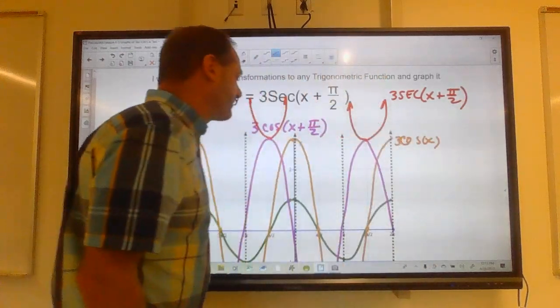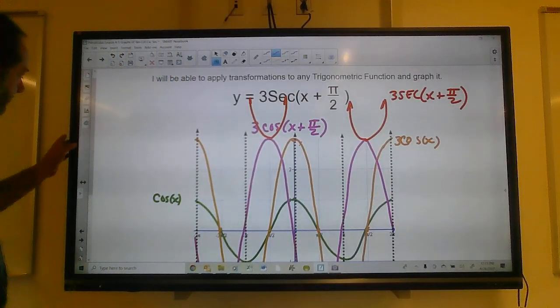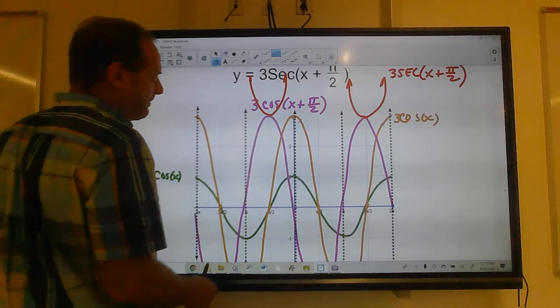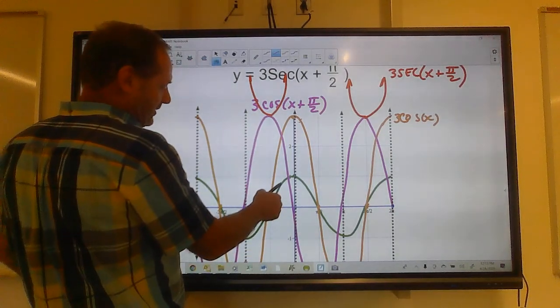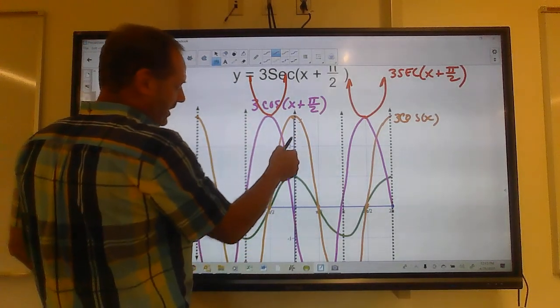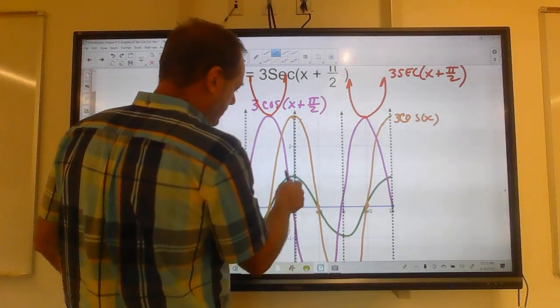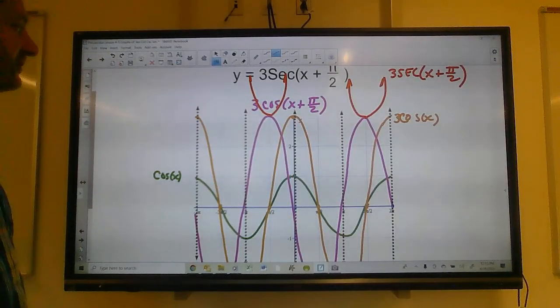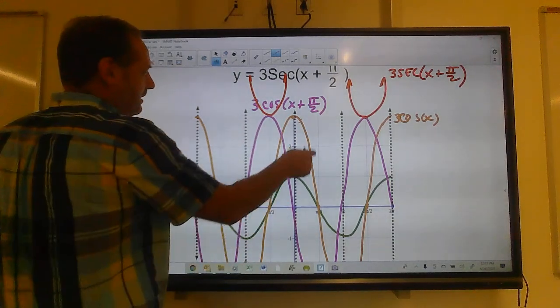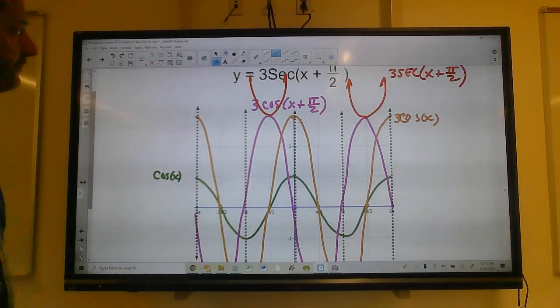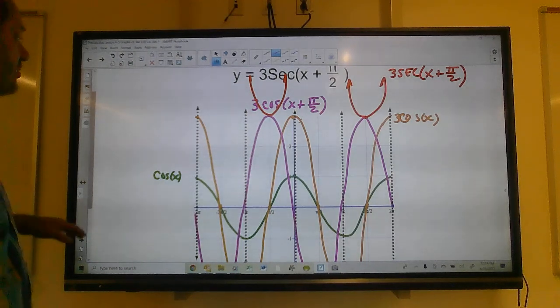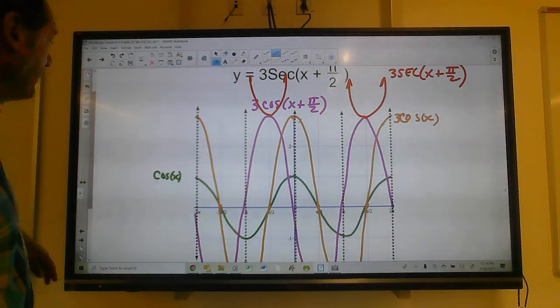So if I'd have been smart and thought ahead a little bit, instead of stretching this from here to here, I probably would have just changed the scale and made this 3 instead of 1, and then just used the green one instead of the orange one, and then I could have fit my secant on there a lot easier. But that's how I can show my transformations and show that I did my work.